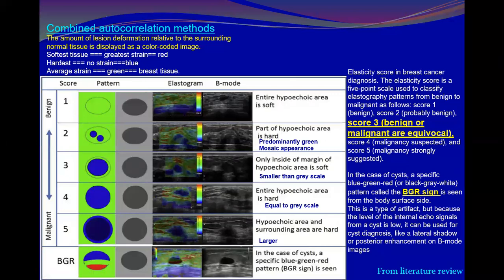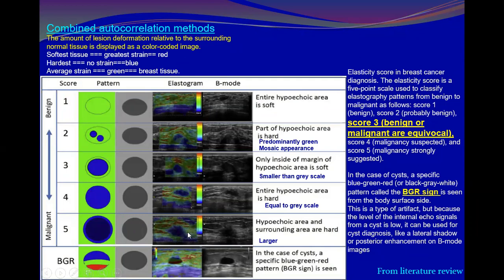Okay, the cut-off for benign versus malignant is equivocal. It depends. You might proceed to biopsy for BI-RADS 3, while BI-RADS 4 is suspicious. The whole lesion is hard, but usually equal to the grayscale.